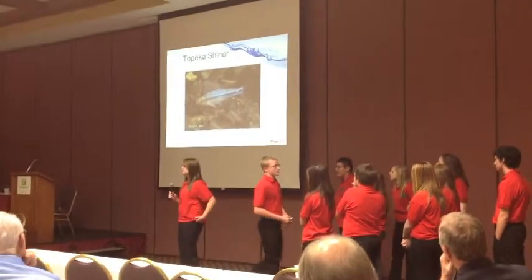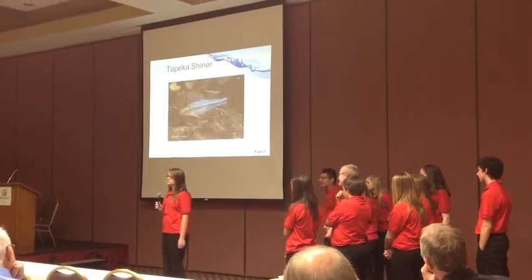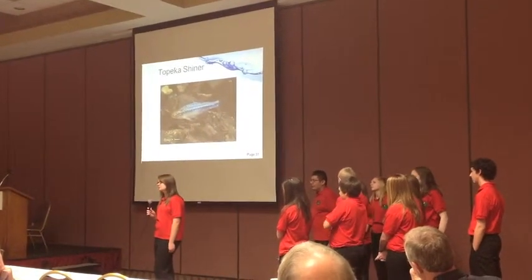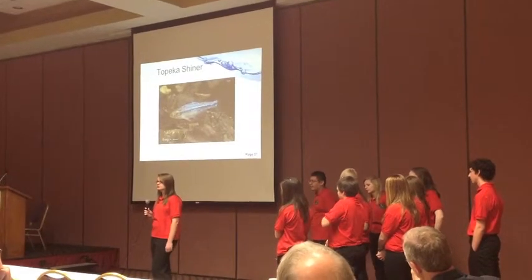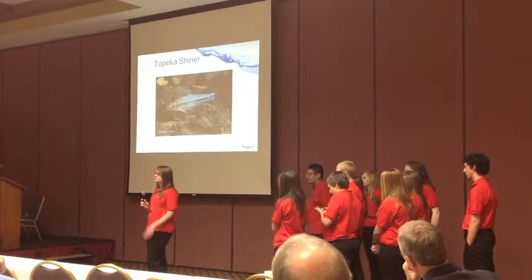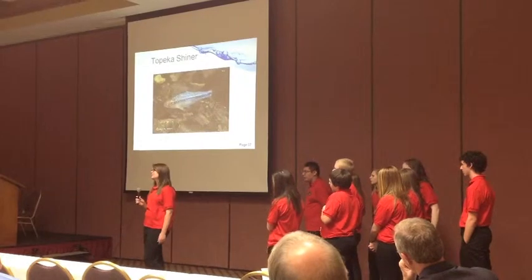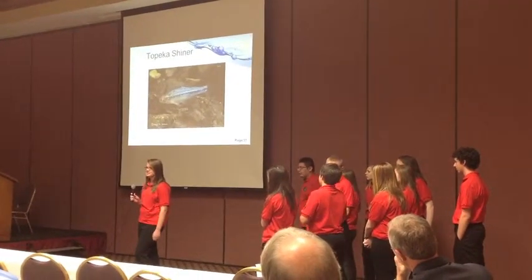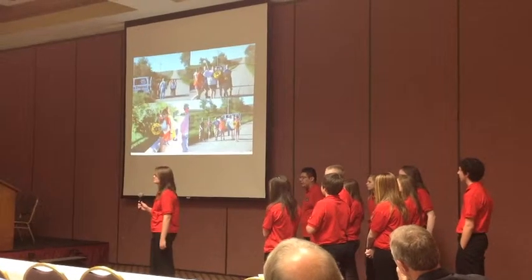This is the Topeka shiner, and it used to be on the endangered species list. And we've actually found a couple of them in our streams while we're testing. And usually they're found all throughout Midwest Nebraska. And when we found them, we actually found them in the opposite stream of what they were supposed to be in. But we're glad that we found some.